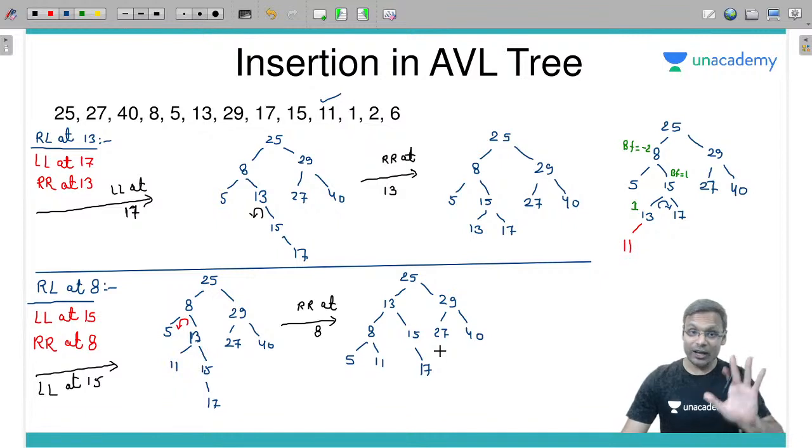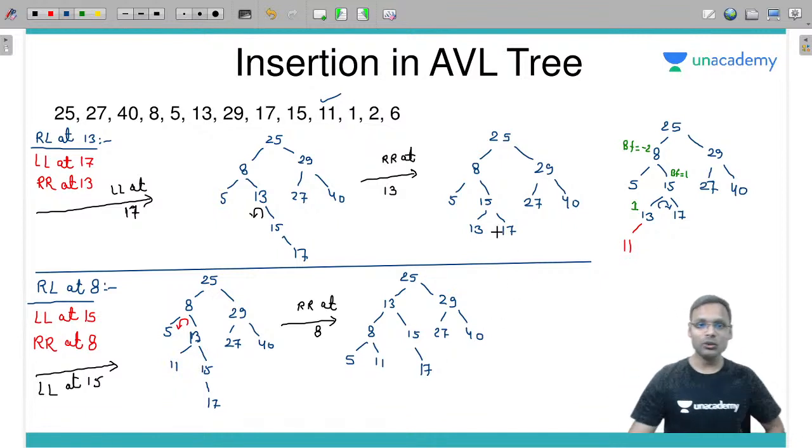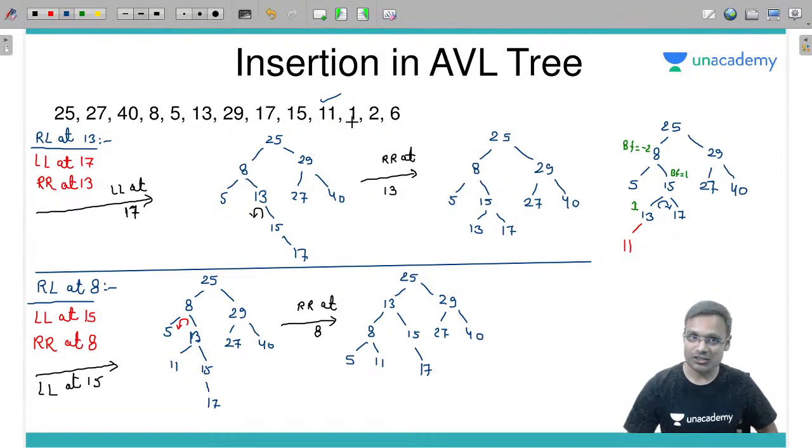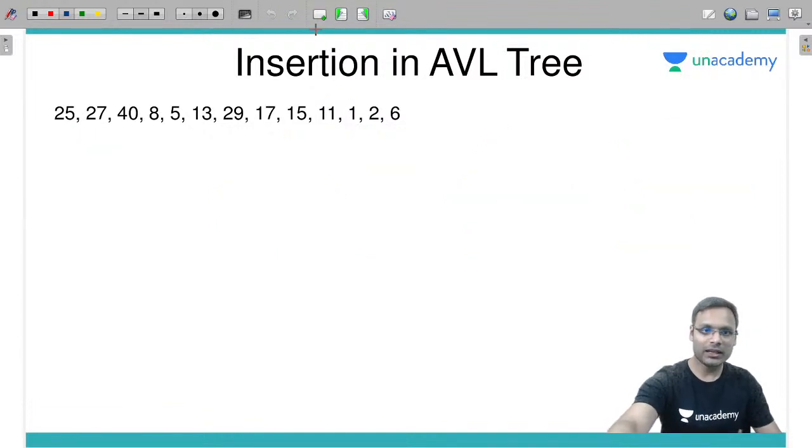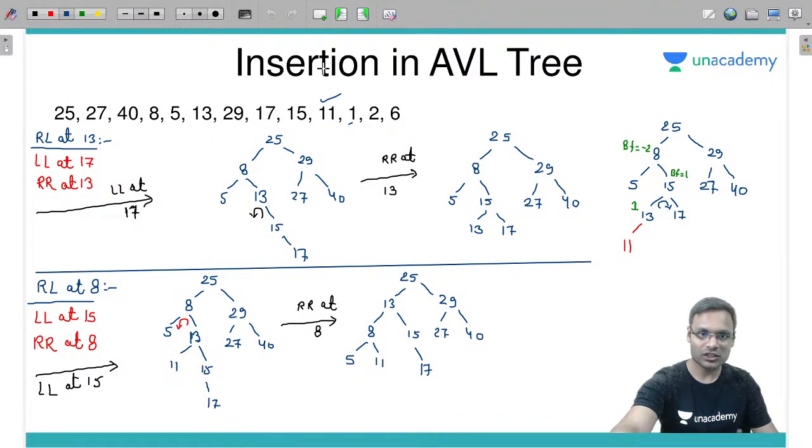Okay, still we have 3 more insertions. 3 more insertions, maybe more rotations we will be having. Next insertion is 1. Let me take this tree on the next page and insert 1 here.